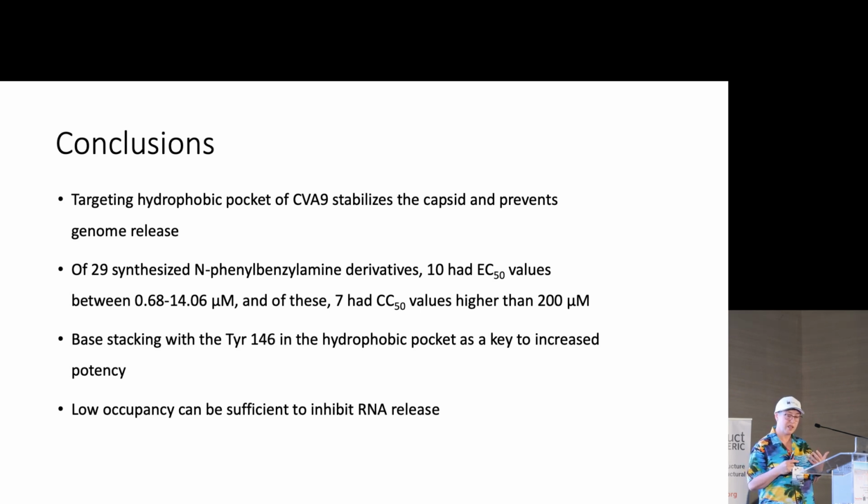Of the 29 synthesized derivatives, 10 had EC50 values between 0.68 and 14. And of these, 7 had CC50 values which were higher than 200 micromolar, and so those are the ones that we then studied. The base stacking with this tyrosine 146 in the hydrophobic pocket is key to increasing potency. And what we can also tell from this is that you don't need to occupy all of these pockets to prevent the expansion of the capsid, which is good. So even if one has really poor solubility, you can still inhibit these capsids.